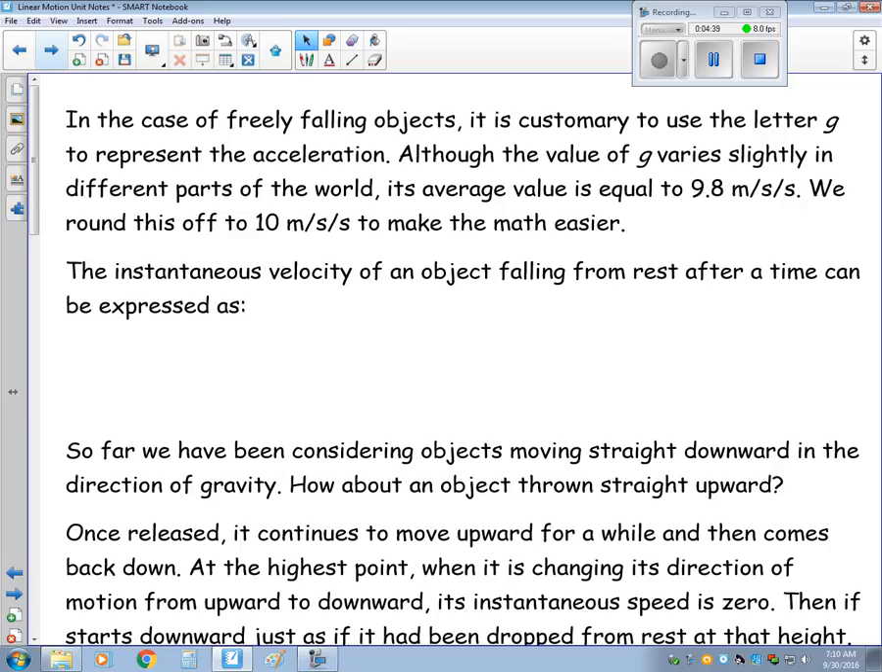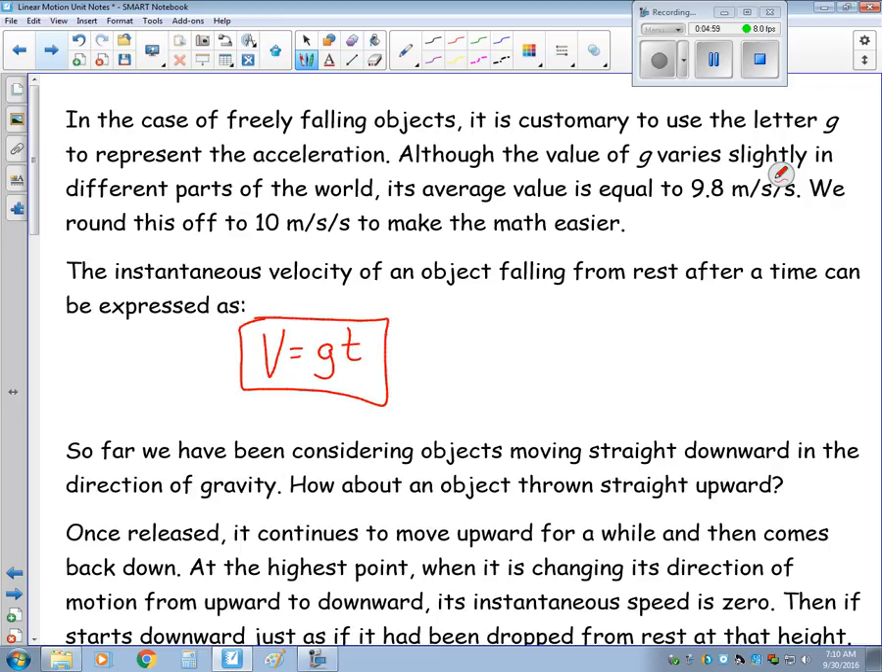G will vary slightly on different parts of the world. On average, it's 9.8 meters per second squared. I kind of like to round it off to 10 just to make the math easier. So then, the instantaneous velocity of a falling object is g times t. So that's something you need to know for your learning goals.